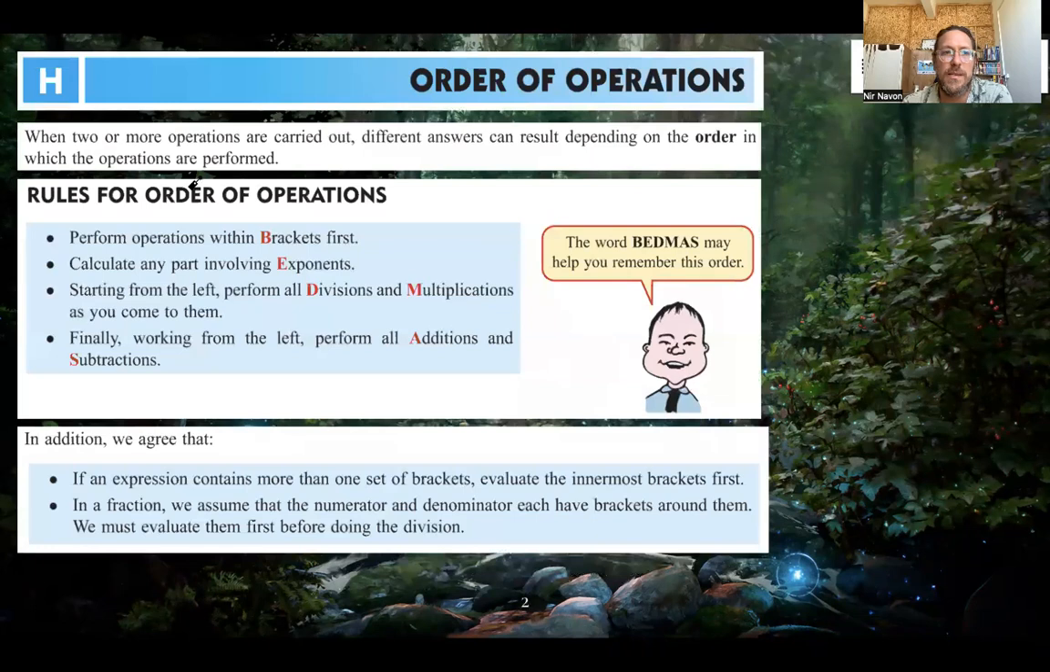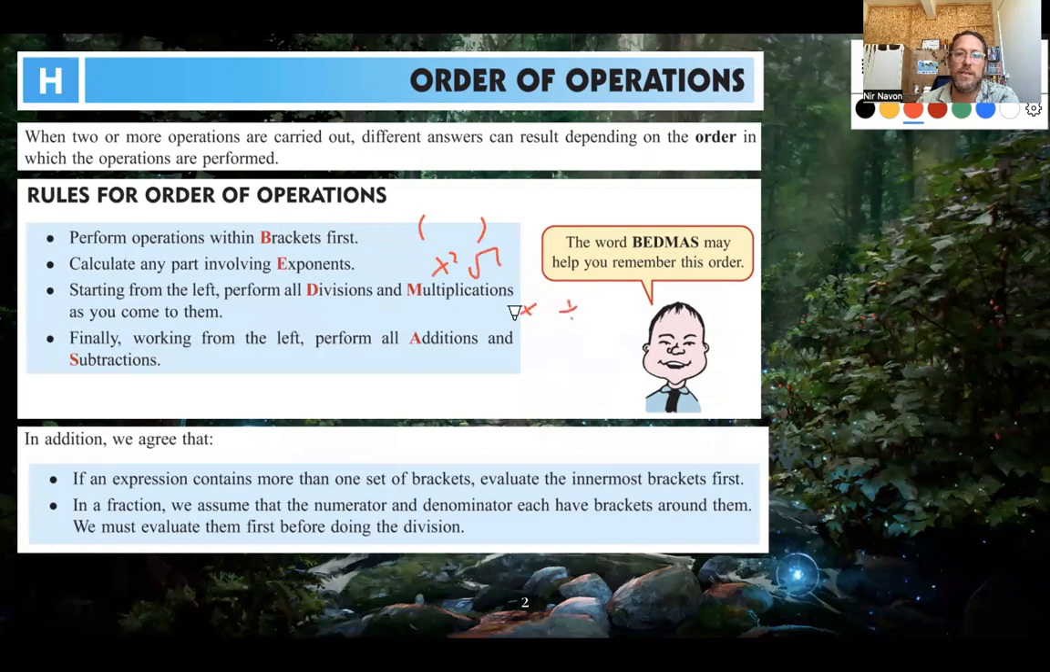Order of operations. When we have two or more operations, we need to do them in the right order. The rules for order of operations are: first brackets, then exponents or roots, then divisions and multiplications, and then additions and subtractions. That would be the roots, multiplication, division, and addition and subtraction.